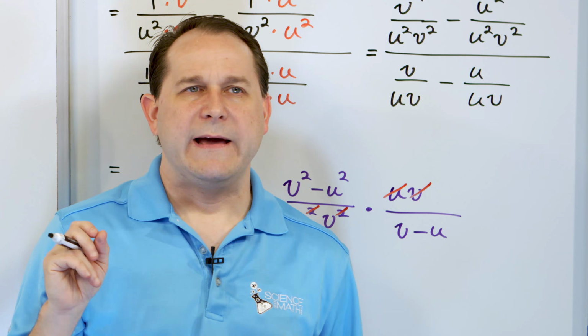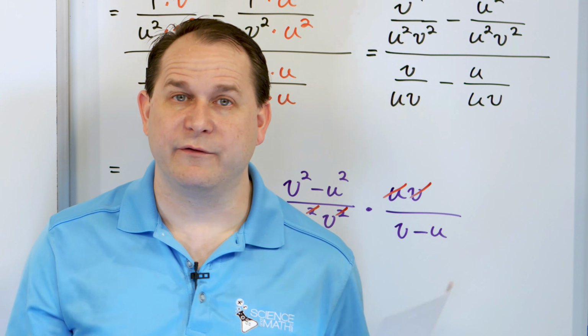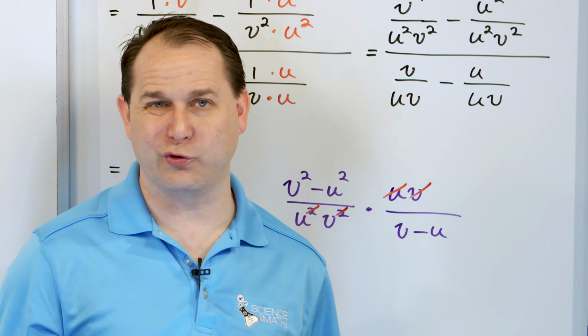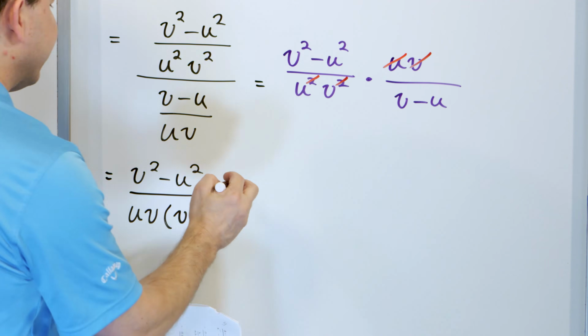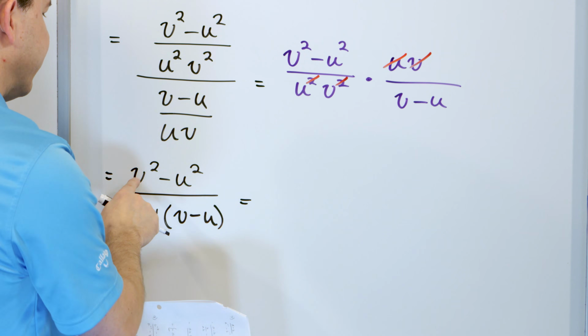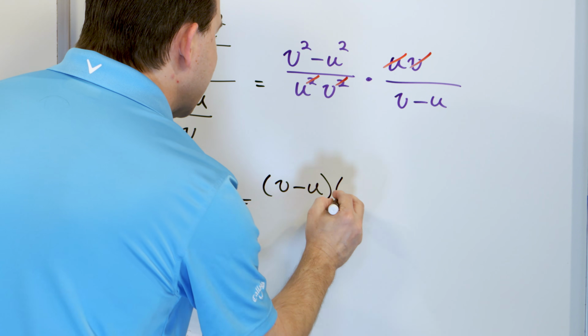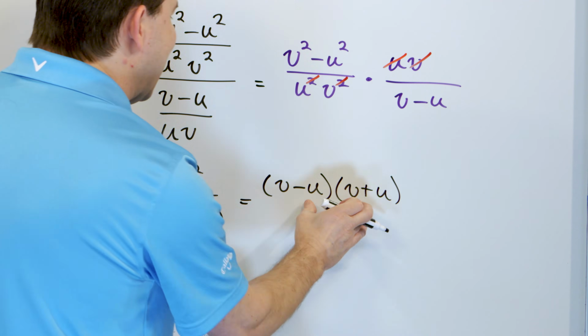But then you remember, it's been about 35,000 times throughout this course, I taught you to always be on the lookout for the difference of two squares. Here I have the difference of two squares. So it should be a reflex by now. v squared minus u squared can be written as v minus u times v plus u. That's what this is equal to.